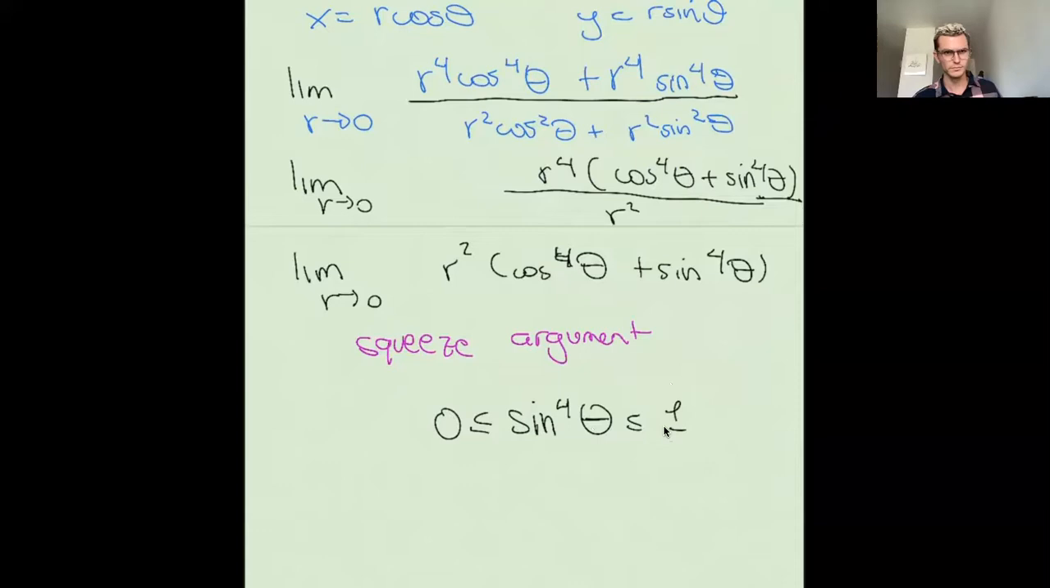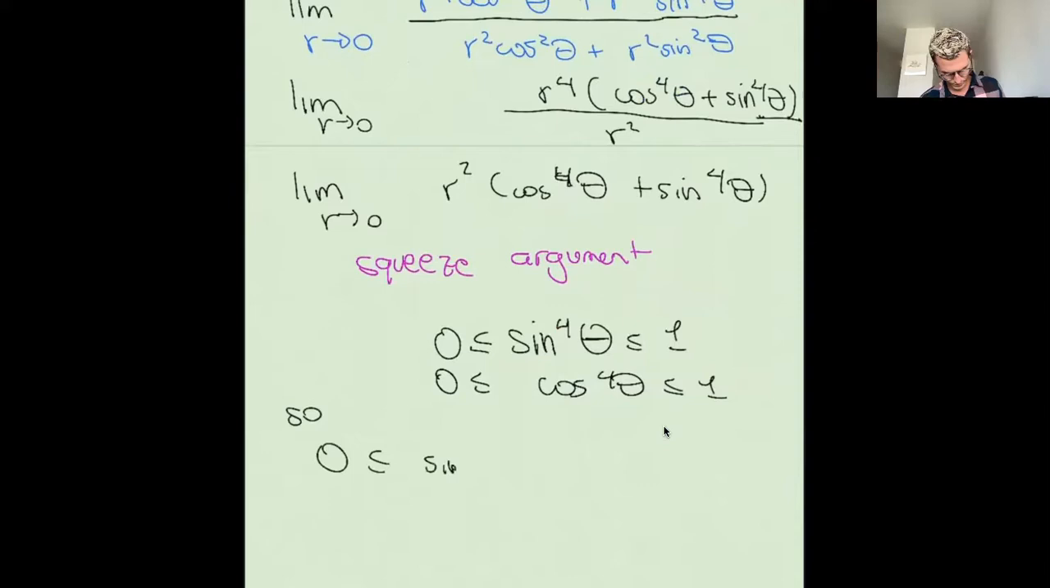You don't make yourself a millionaire if the interest rate is between zero and one. If you were paid a fraction of what you were paid last month, multiplied by something between zero and one, you would just keep shrinking. The same happens for cosine to the four. So what could you say about the sum of these two quantities? The highest it could go is two, right? Is that okay?